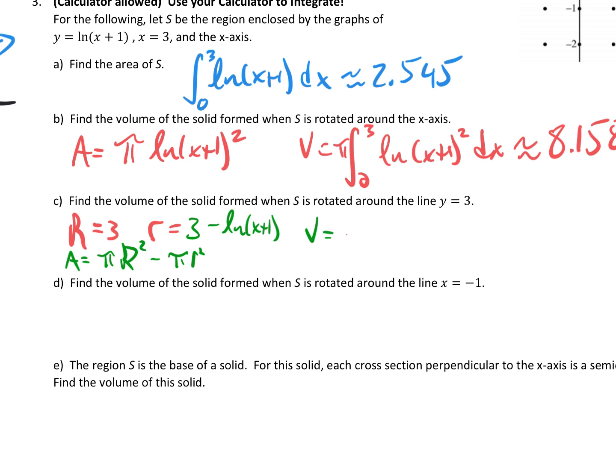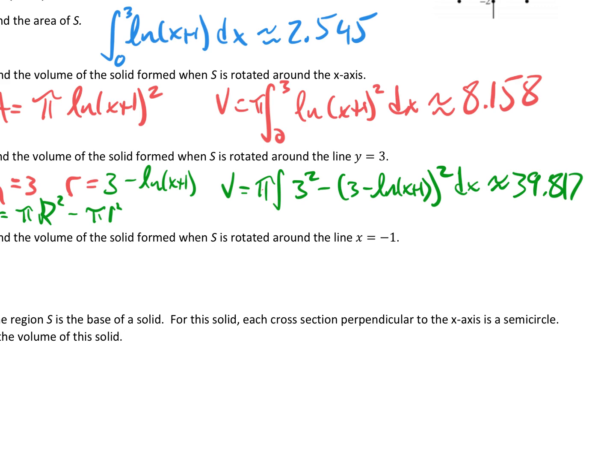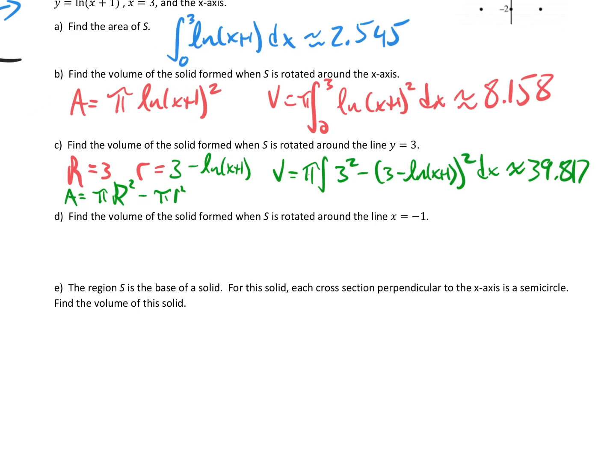So we're going to have the integral of pi. We can pull those pi's out. And we've got big R squared minus little r squared, and that is dx. Let your calculator do the work here. And that should give us about 39.817.